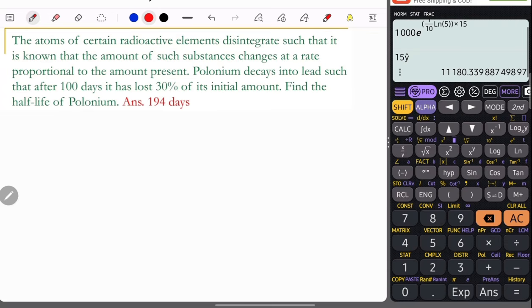The atoms of certain radioactive elements disintegrate, meaning decreasing, such that it is known that the amount of such substances changes at a rate proportional to the amount present. Polonium decays into lead such that after 100 days it has lost 30%.